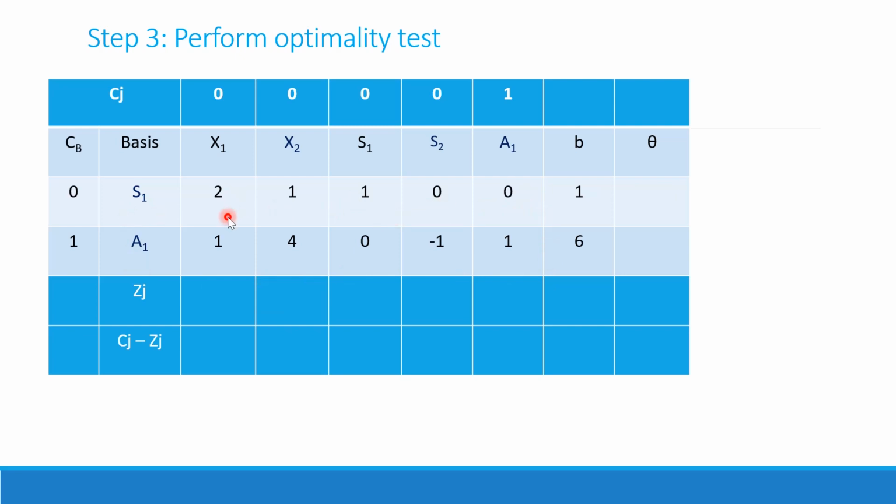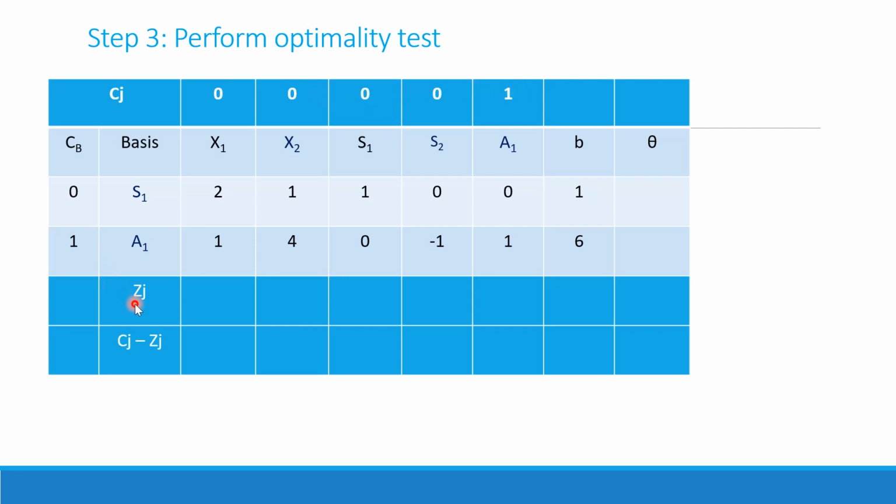So the coefficients of constraint number 1 are 2, 1, 1 for x1, x2 and s1. The rest is 0 and it is equal to 1, therefore 1 here. Constraint number 2 has coefficients 1, 4, 0, -1 and 1 for a1, and it is equal to 6, therefore putting 6 here. And the coefficients of a1 and s1 are written here. These coefficients are to be taken from the objective function coefficients.